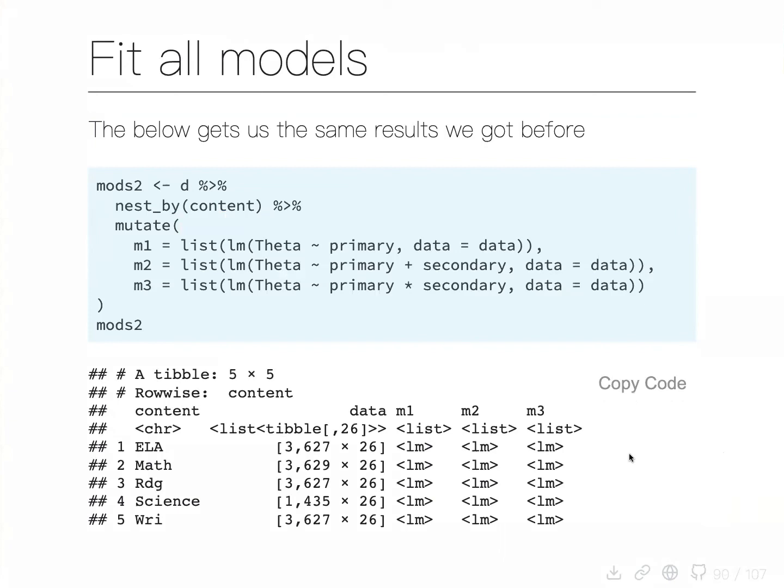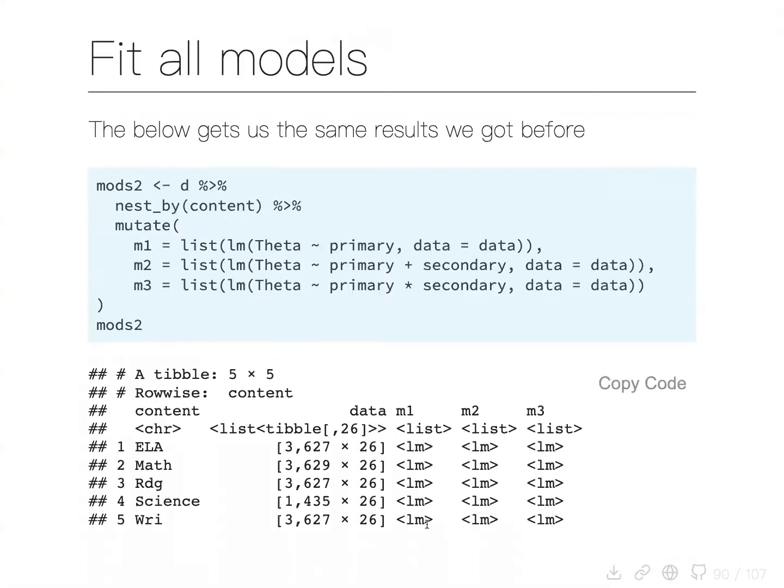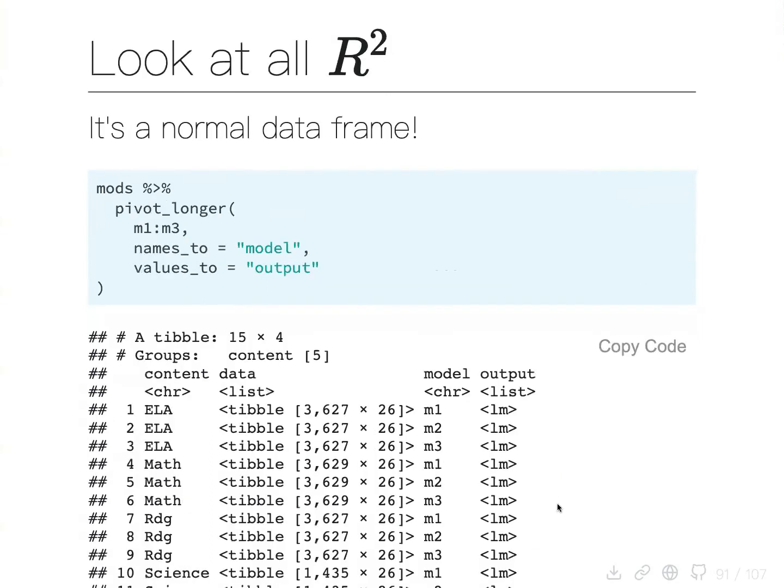So we fit all the models here. What's nice is because it's just a normal data frame, we can do data frame sort of stuff. This is what the data frame looked like before. I have all these different list columns, one for the data, one for model 1, one for model 2, and one for model 3. But I can pivot longer and say M1 to M3, the names are model and the values are output. So now I still have the data. I could probably drop that data column if I wanted to, but I have model 1, model 2, model 3, and then the actual model like this. So it's more of a longer format.